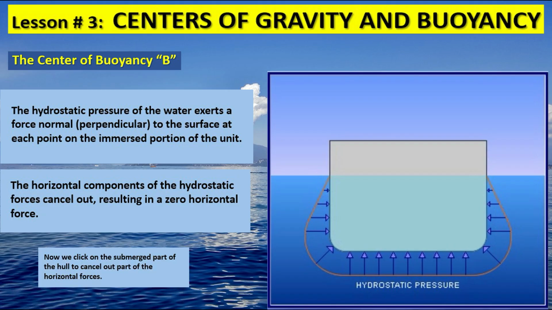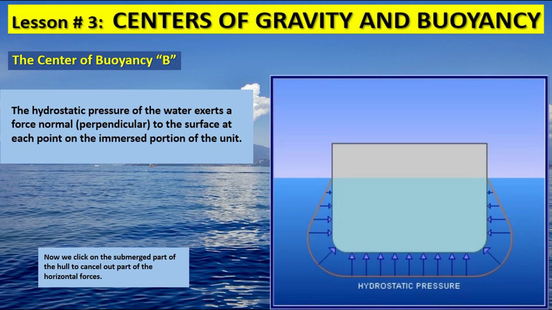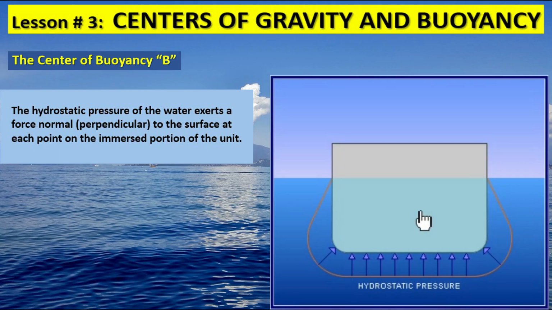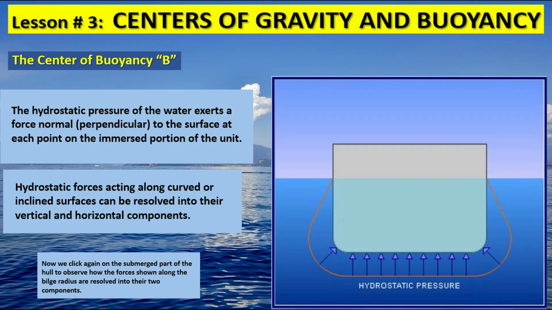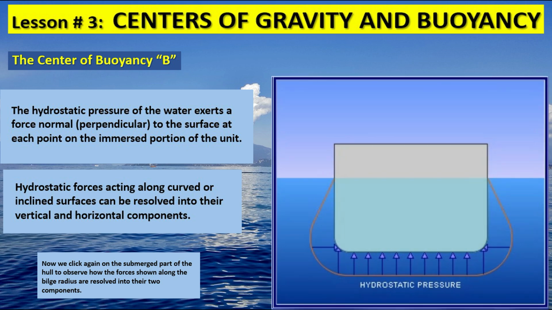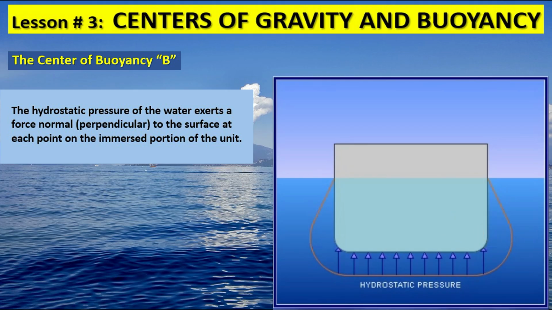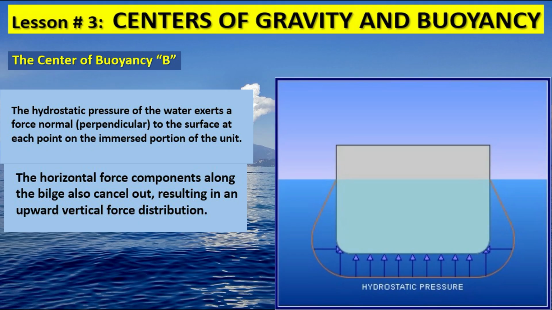Now we click on the submerged part of the hull to cancel out part of the horizontal forces. Hydrostatic forces acting along curved or inclined surfaces can be resolved into their vertical and horizontal components. Now we click again on the submerged part of the hull to observe how the forces shown along the bilge radius are resolved into their 2 components. The horizontal force components along the bilge also cancel out, resulting in an upward vertical force distribution.